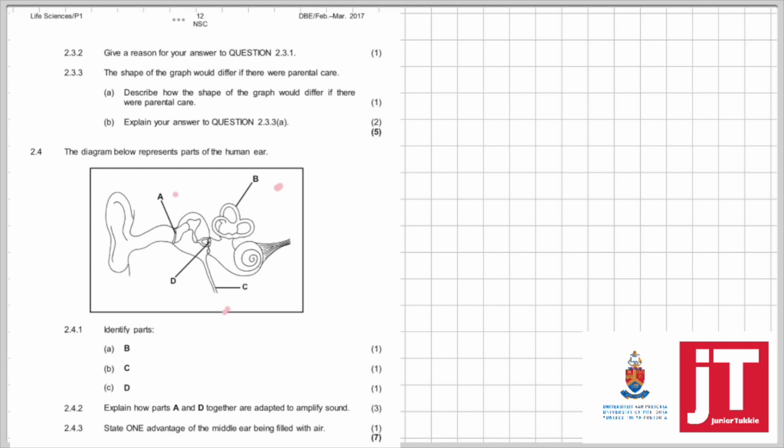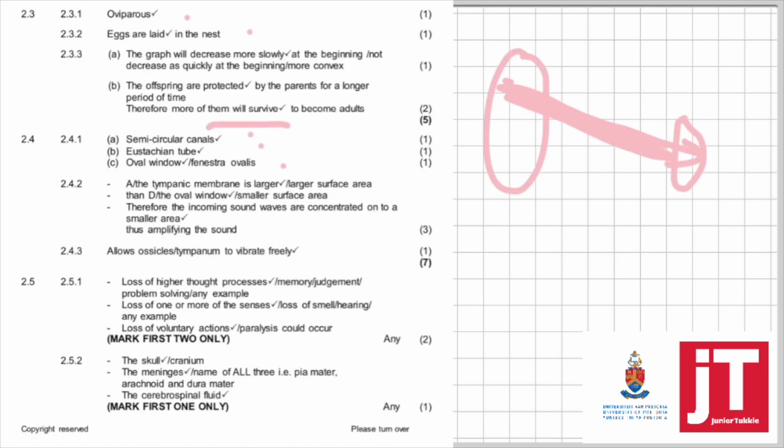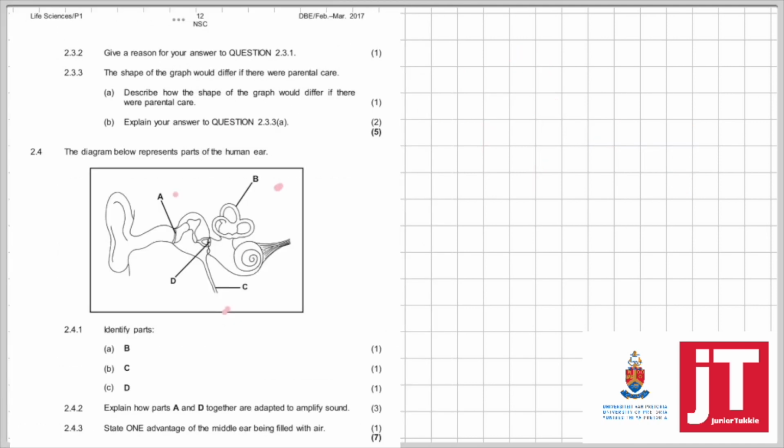One advantage of the middle ear being filled with air. So the middle ear is filled with air. Why? That's to allow the ossicles to vibrate freely. And if the ossicles can vibrate freely, that can cause the vibrations to move into the inner ear and also cause amplification of sound. So very, very nice question. Okay. So that was the question here on 2.4 on the ear.